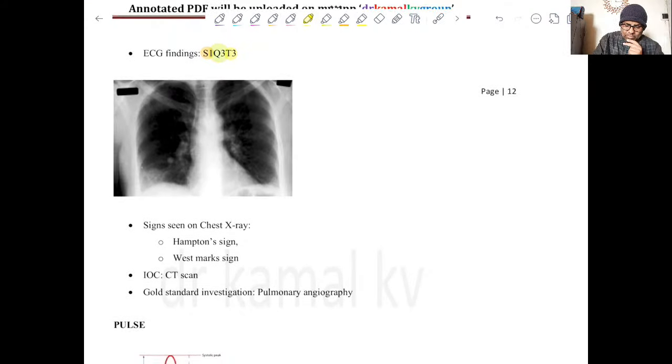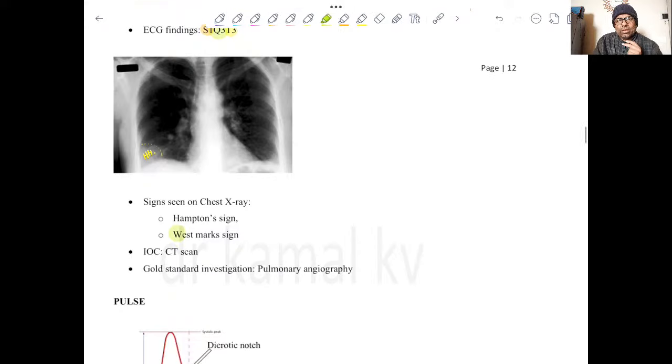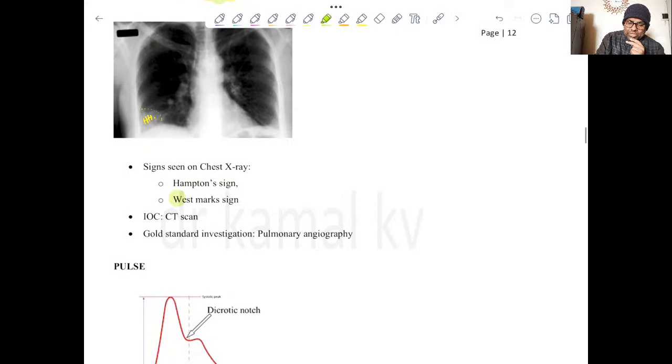X-ray signs, one can see a Hampton's hump, then there is the Westermarck sign or Palla sign. Investigation of choice is of course CT scan, and we can classically see the thrombus within the pulmonary arteries. Although the gold standard is pulmonary angiography. Now this is not done because this is invasive.